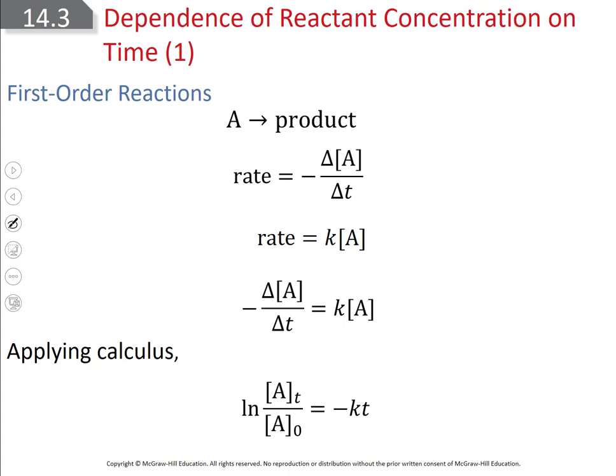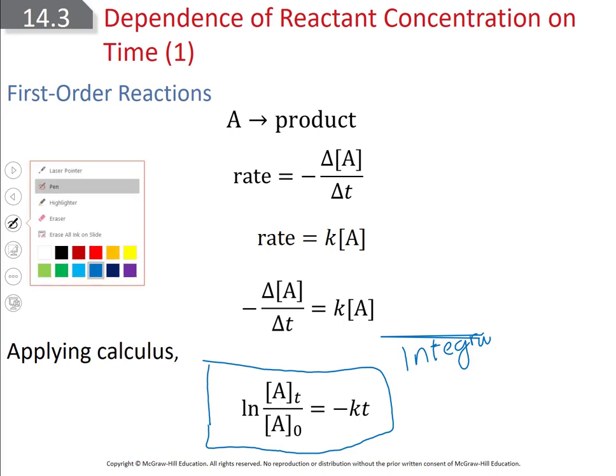Time 0. All right. So if this denominator, the change in time, is going all the way down to 0, and we're dividing by a smaller and smaller number, what we're doing here is taking an integral. So we're integrating this with respect to time. So that's why it says applying calculus. Again, you guys don't have to do the calculus. This is just where the formula came from. So our final equation here, and this is equation 14.3 on page 620. This is what we call the integrated rate law for a first order reaction.